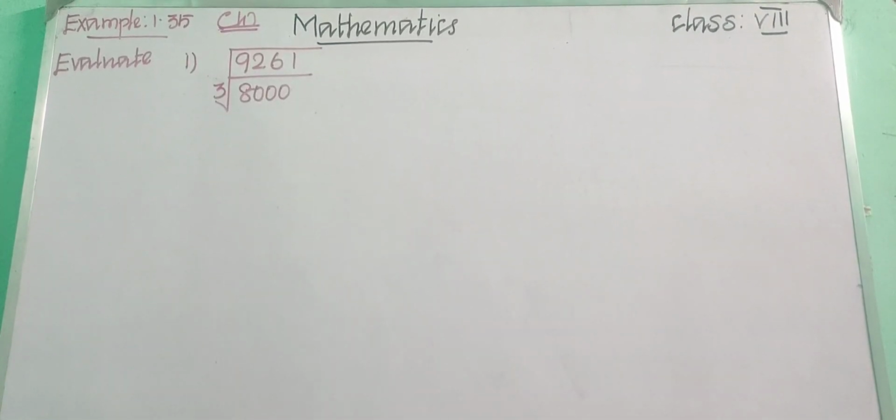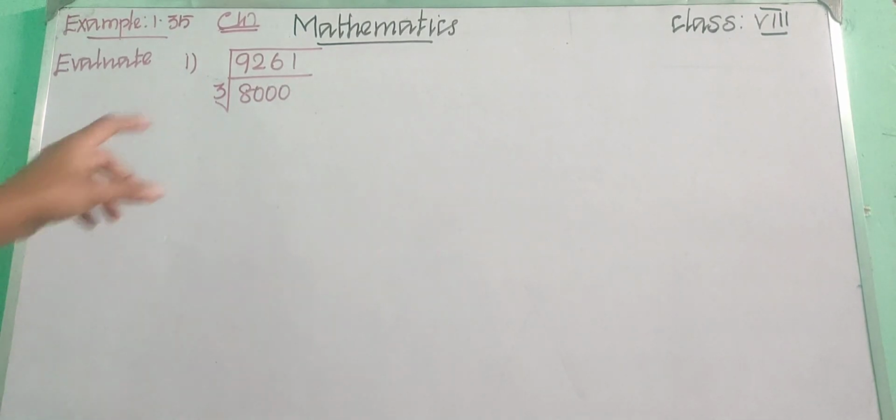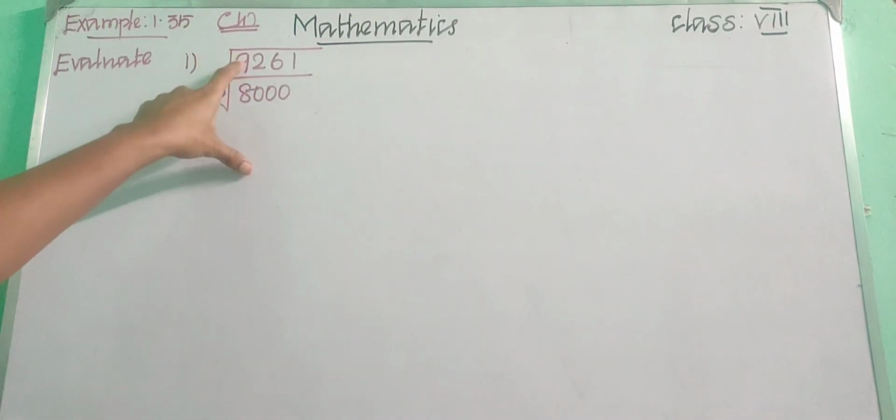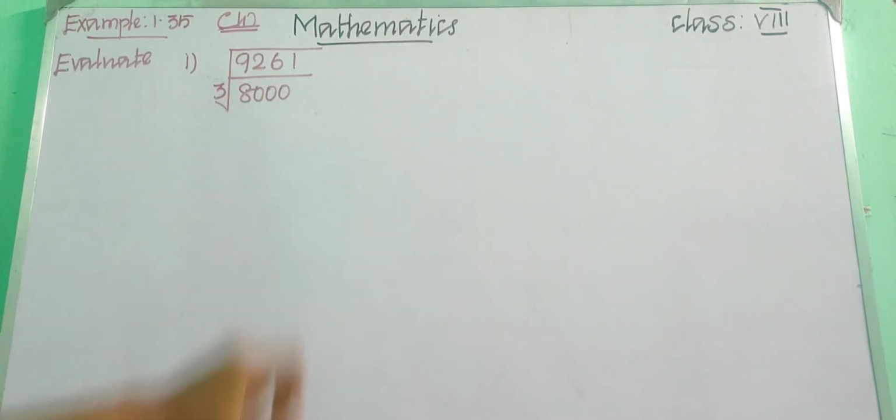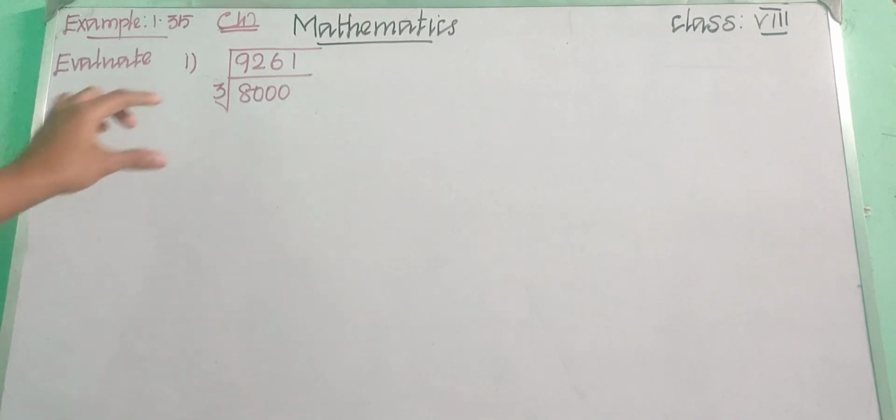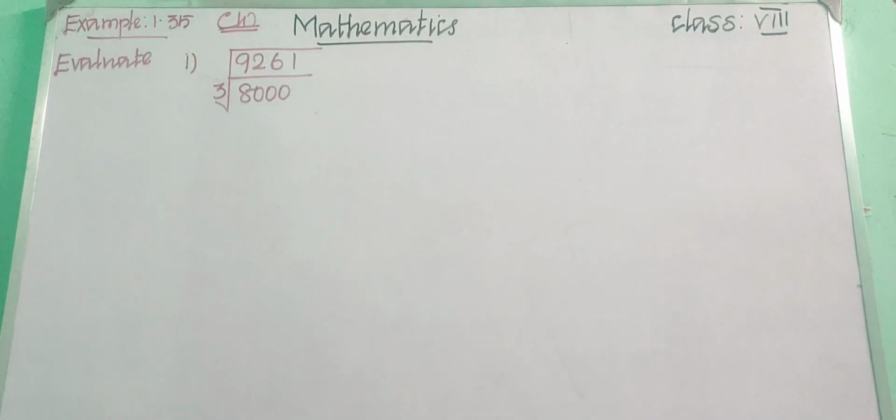Okay, children, let us see example 1.35. Evaluate cube root of 9,261 by 8,000. Okay, so we are going to find the cube root for these numbers separately. First of all, we need to find the cube root for 9,261, and then we need to find the cube root for 8,000, and then we need to divide that. It's in division form, right?